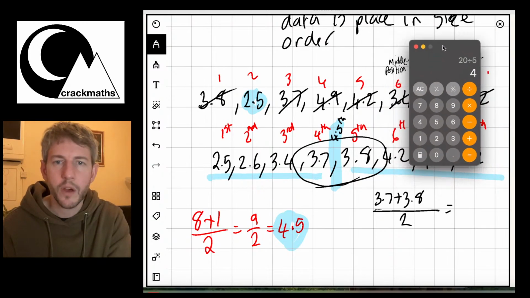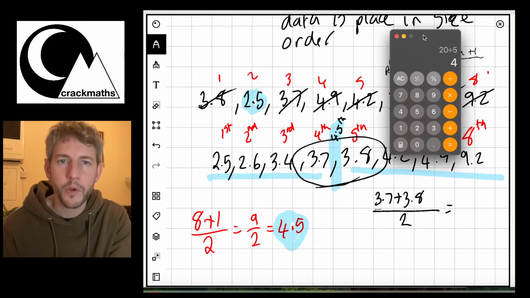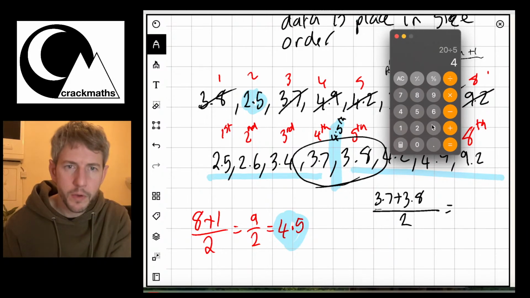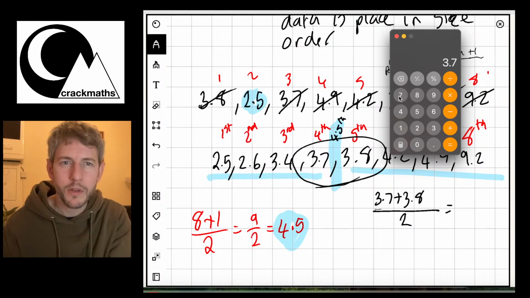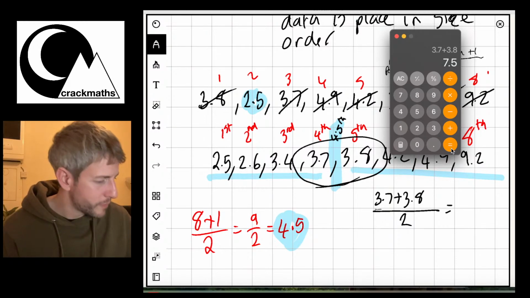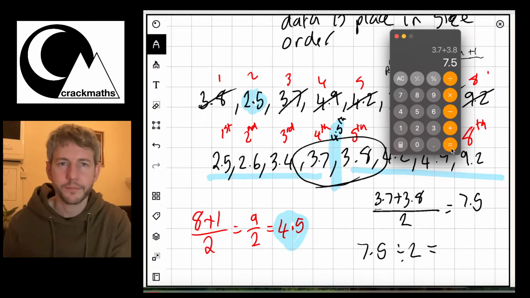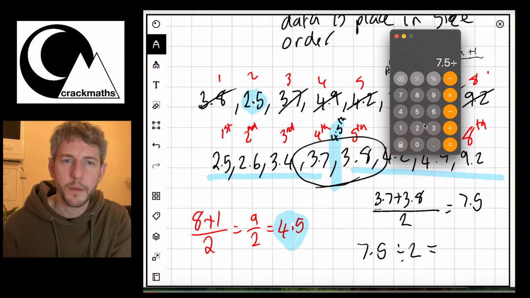So let's do this on the calculator. So we've got here 3.7. Oh no, that went wrong. 3.7 add 3.8. Okay, and that equals 7.5. And then we're going to do 7.5 divided by 2. So divide that by 2.